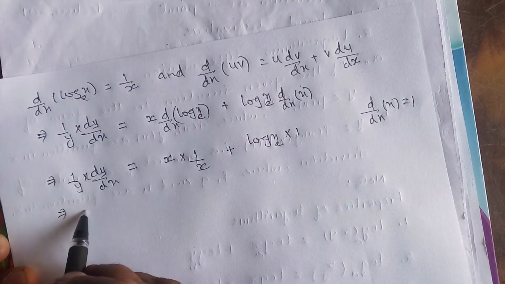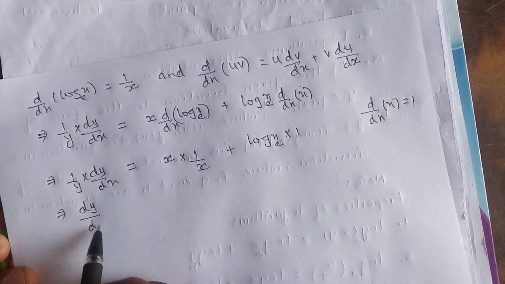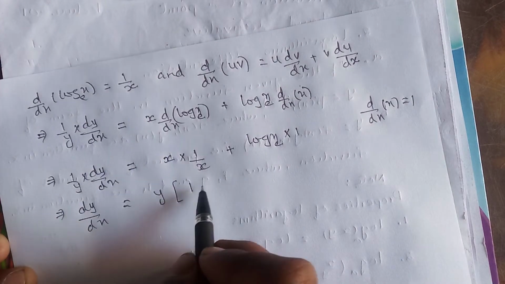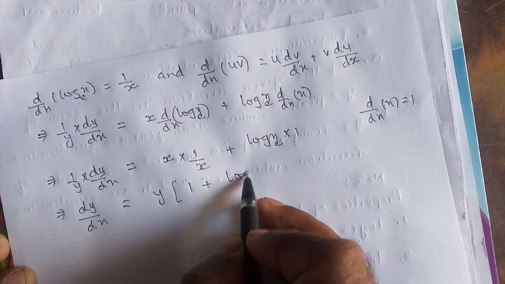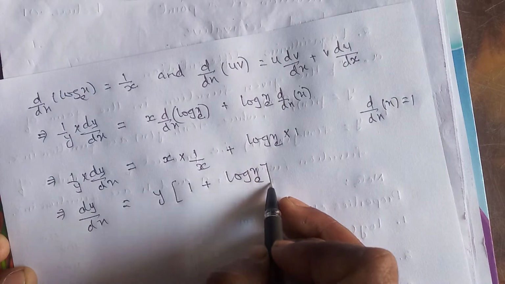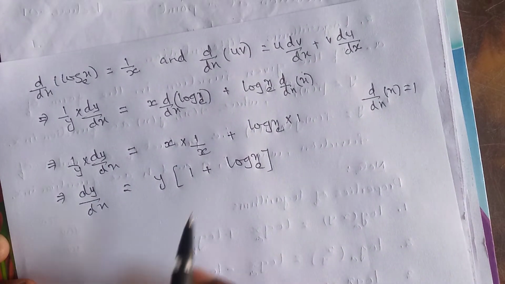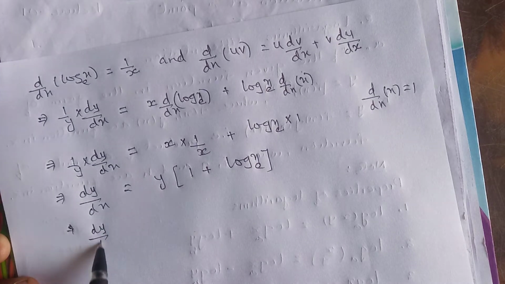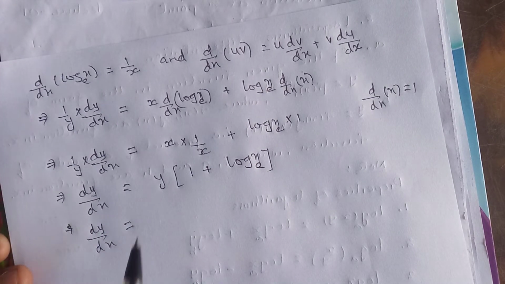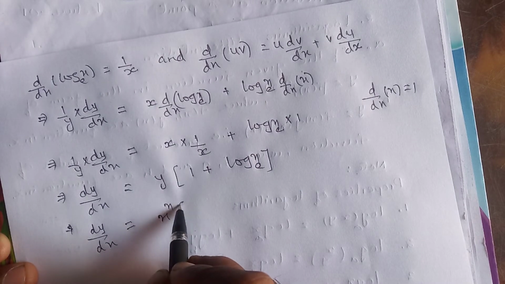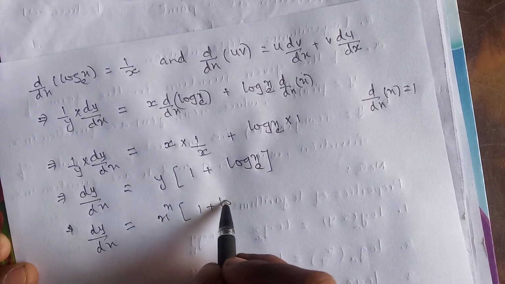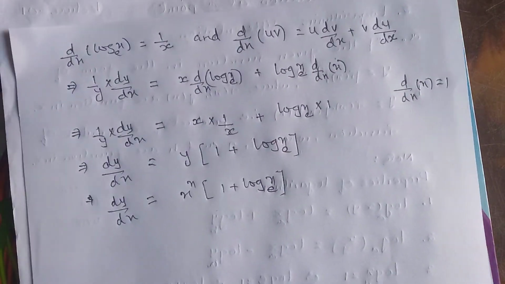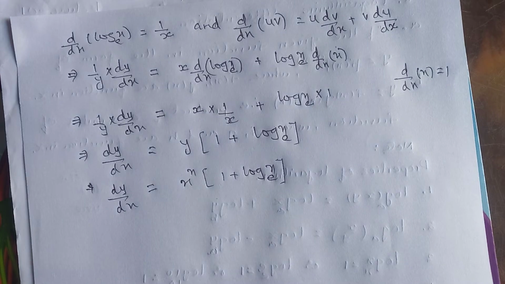If you simplify more, dy by dx equals y, this x gets cancelled, 1 plus log x base e. Since the problem is given in terms of x, you have to substitute the y value: dy by dx equals x power x into 1 plus log x base e. So this is the method when the problem is given in power form.